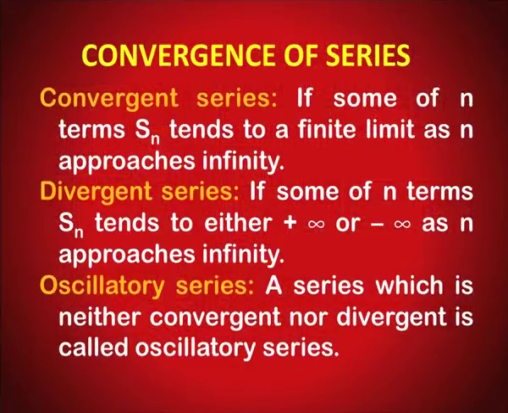First, we define the convergence, divergence and oscillatory type of series. Convergent series: if the sum of n terms, Sn, tends to a finite limit as n approaches infinity, then the series is called a convergent series. If the sum of n terms Sn tends to either plus infinity or minus infinity as n approaches infinity, then the series is a divergent series. A series which is neither convergent nor divergent is called an oscillatory series.